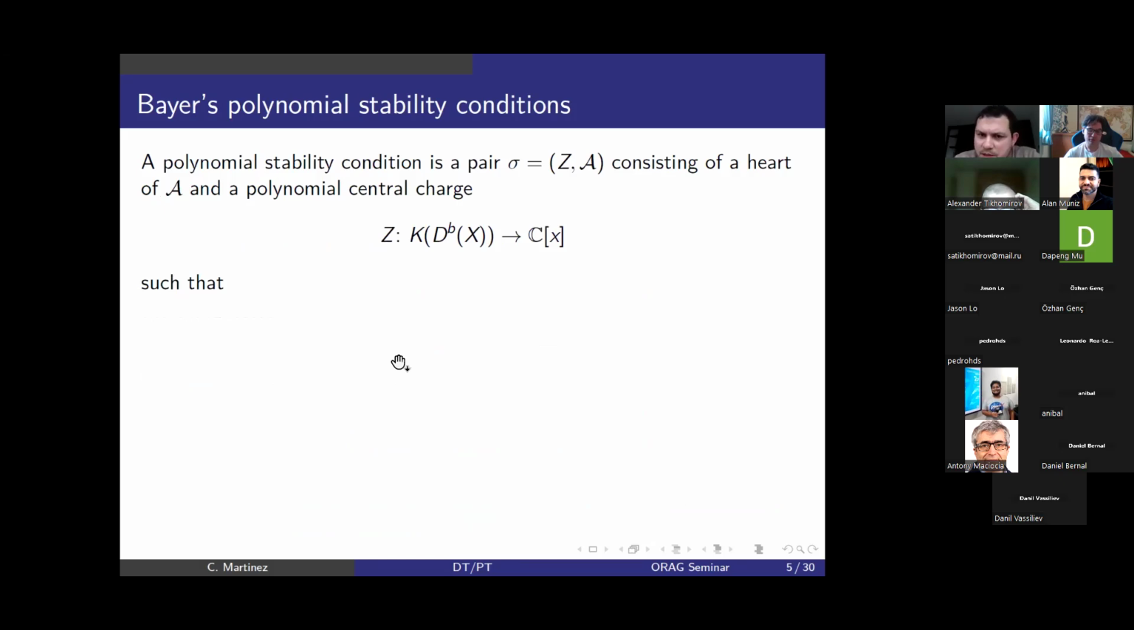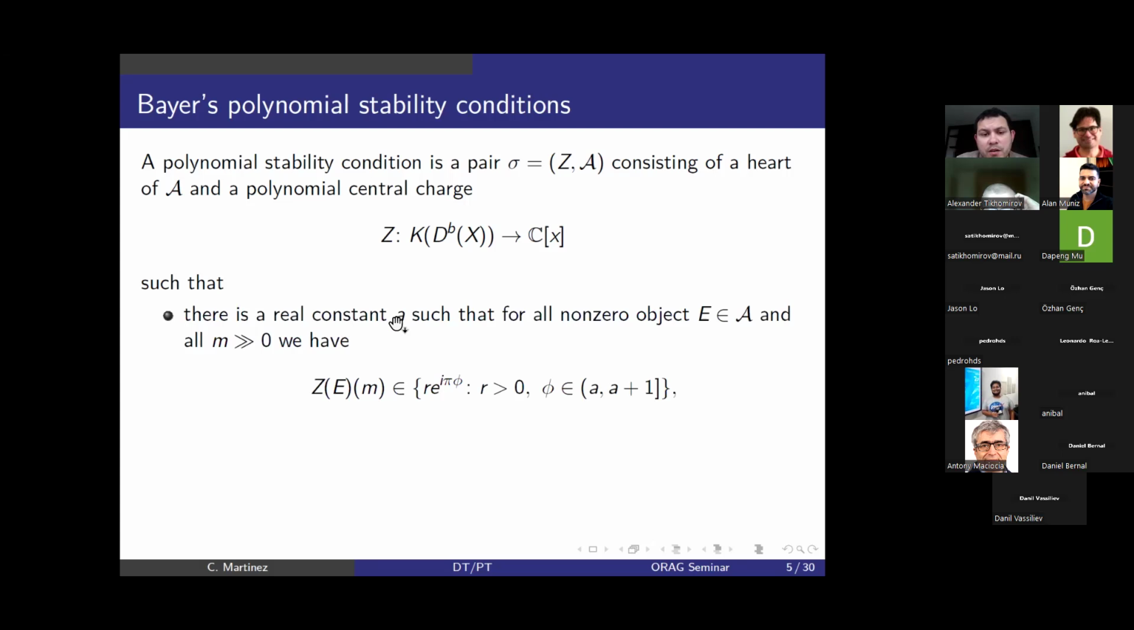A polynomial stability condition is a pair Z, A consisting of a heart of a t-structure A and a polynomial central charge. That is a homomorphism defined from the K group of the derived category of X to the ring of polynomials, such that there is a real constant a, so that for m very large, the value of this Z function lies in this half plane, consisting of all, this half plane. We say that it has phase between a and a plus one. And this is the condition.